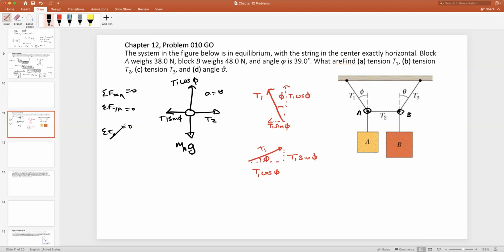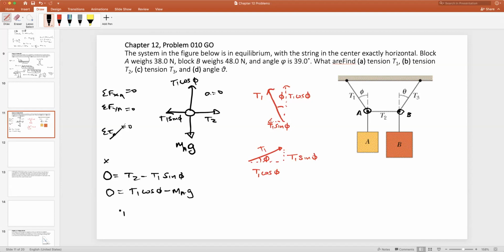So from this, we know the sum in the x is 0, so for the x, that is T2 minus T1 sine phi. In the y, which is also 0, we know we have T1 cos phi minus MAG.